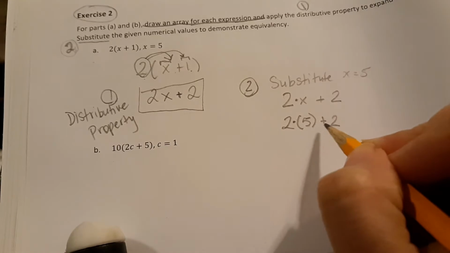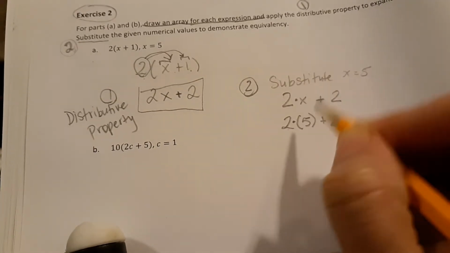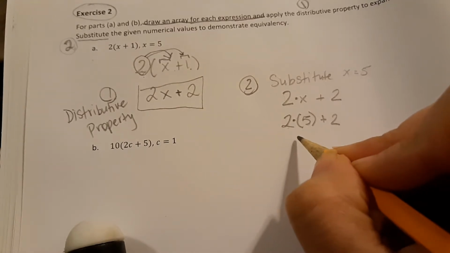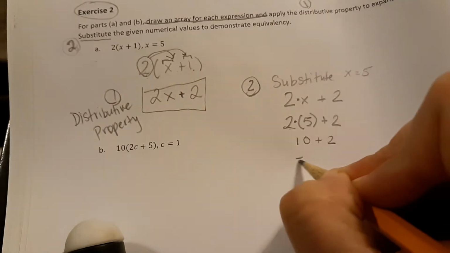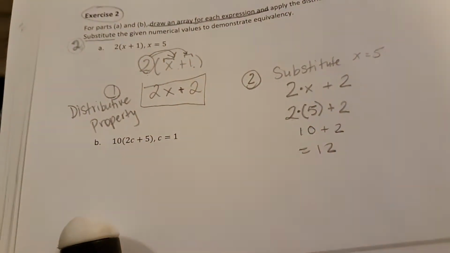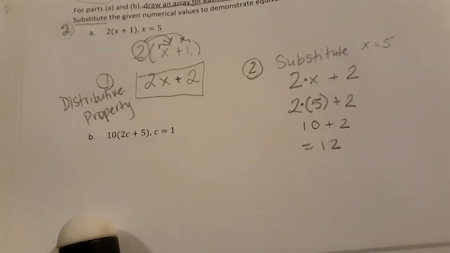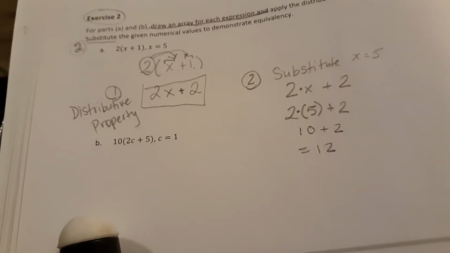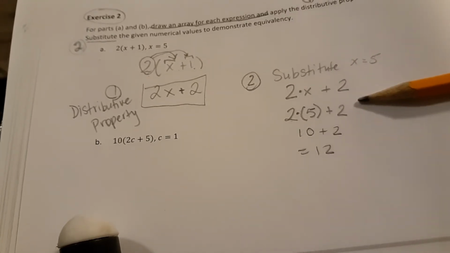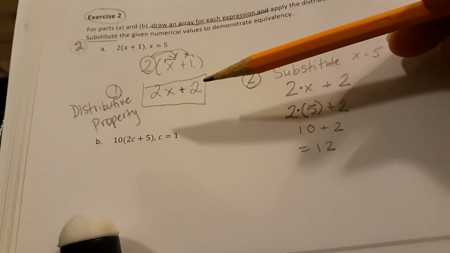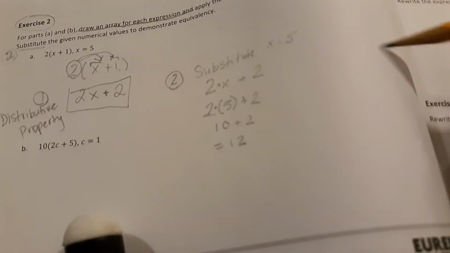So then you just have to solve this. 2 times 5 is 10, and then 10 plus 2 is equal to 12. So they basically want us to show that using this expression that we got from the distributive property, we would get the same answer as if we use the original.